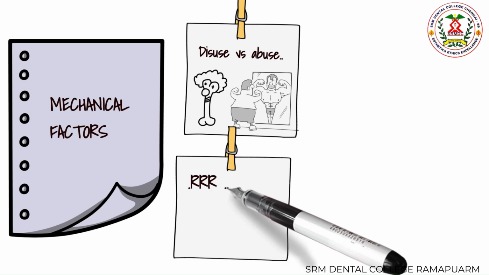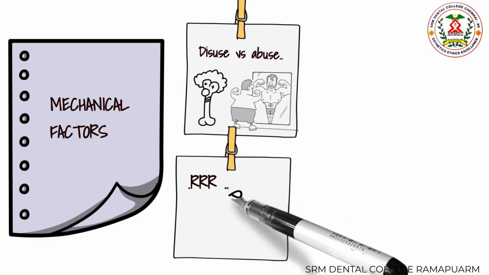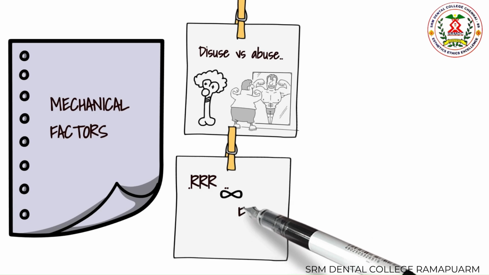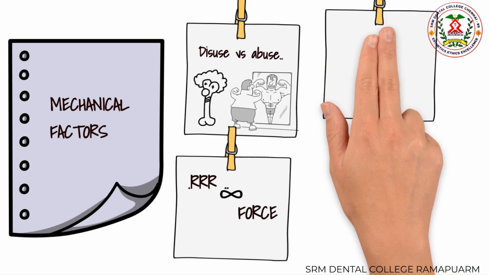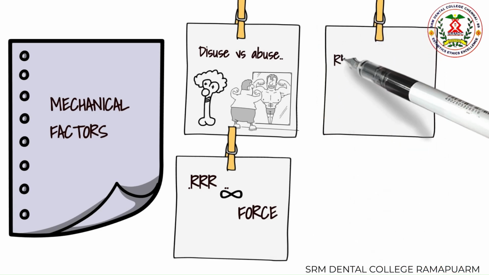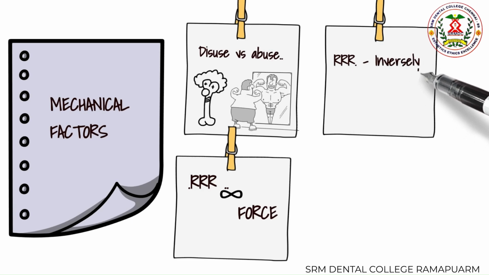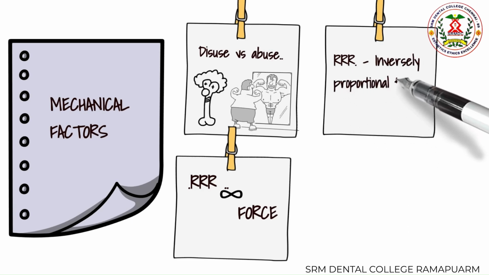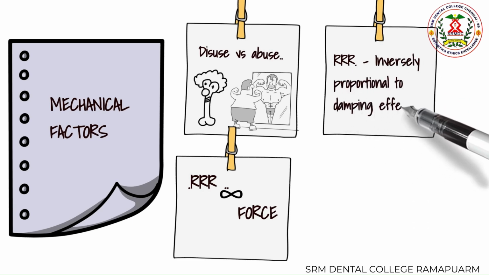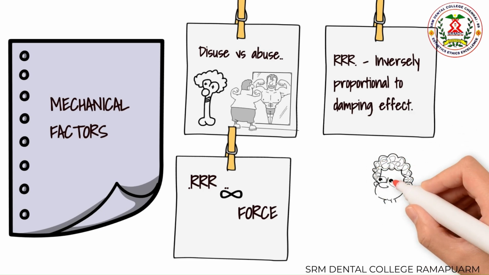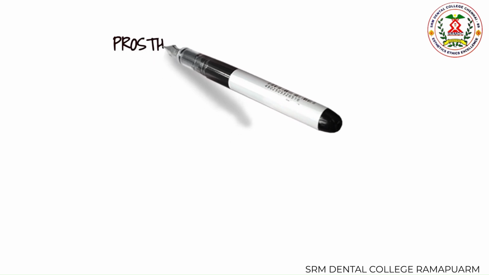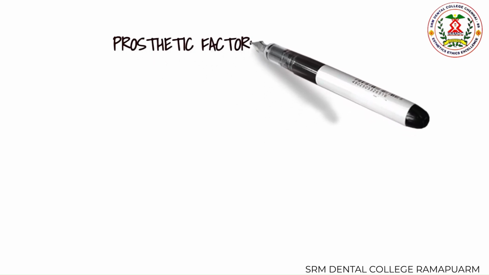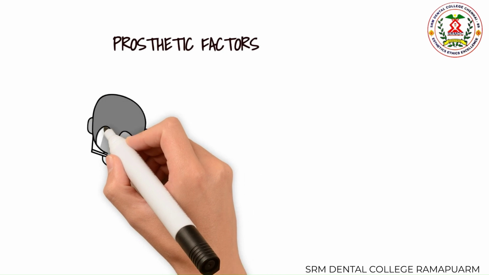Next, RRR is postulated to be directly proportional to the force applied. In considering the force, one must consider not only the amount of force but also the frequency, duration and direction of force, and also the area over which the force is distributed. Also, RRR is inversely proportional to the damping effect, that is, the amount of force applied to the bone may be affected inversely by the damping effect or energy absorption. Coming to the next important factor, the prosthetic factors.